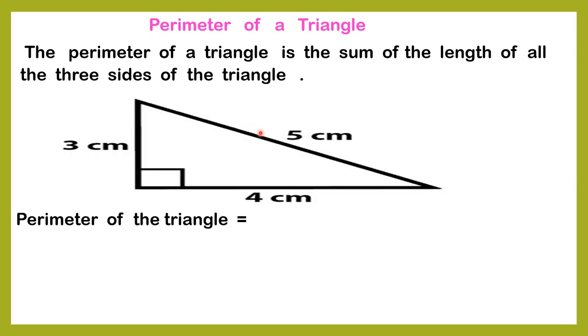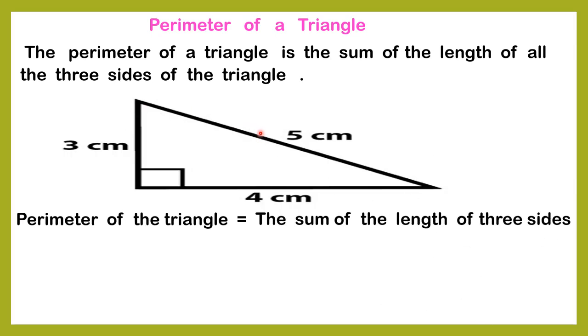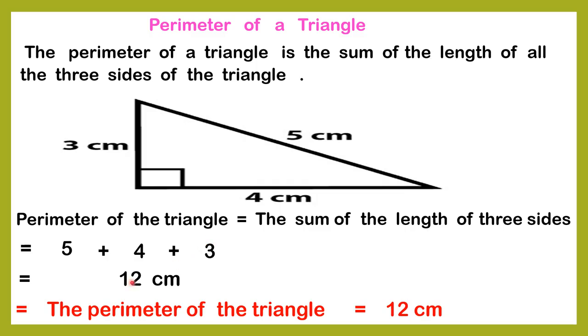So let's begin. Perimeter of a triangle, the sum of the length of the three sides. So I will begin with 5 centimeter plus 4 plus 3. So 5 plus 4 is 9. 9 plus 3 is 12. So my answer is 12 centimeter. So the perimeter of the triangle is 12 centimeter.